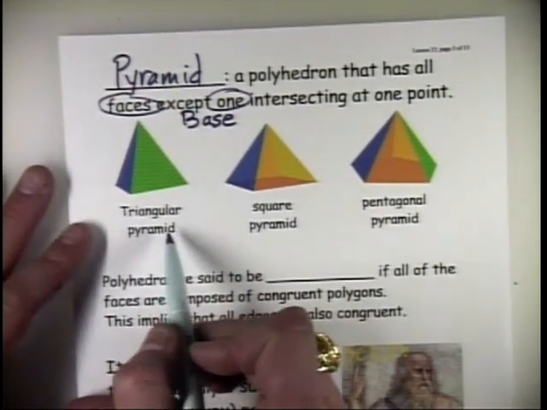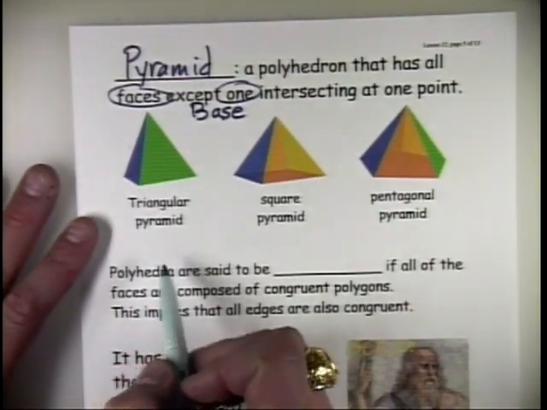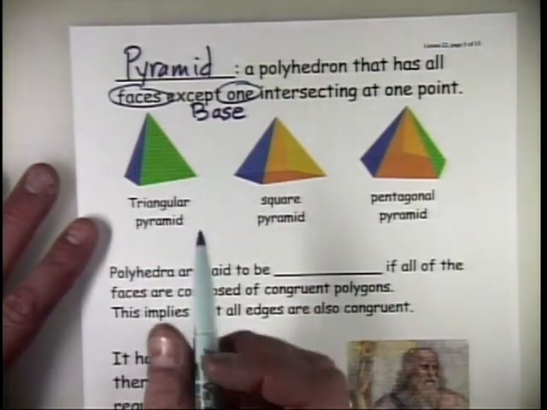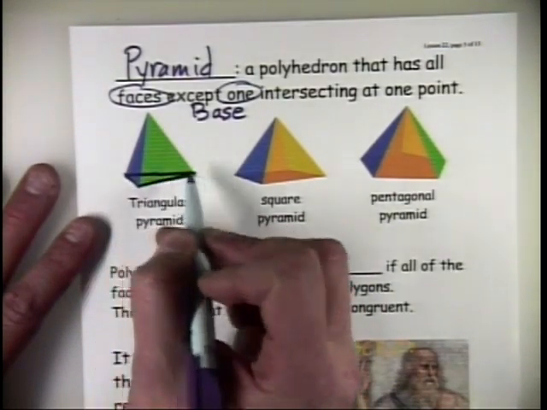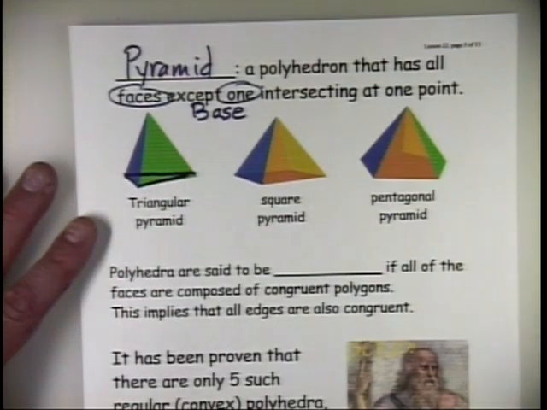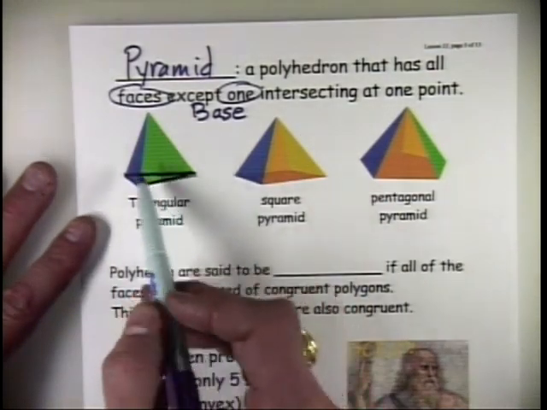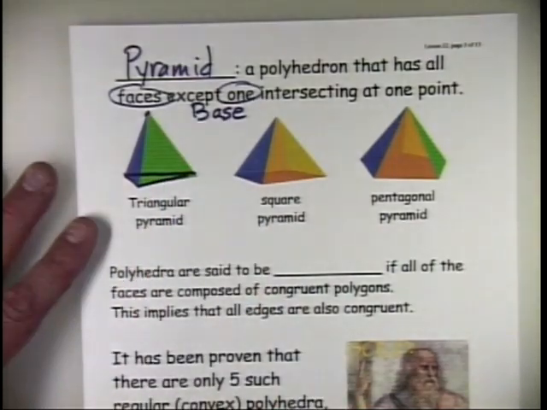So if we look at this diagram here, we call this one a triangular pyramid. The colors show the different lateral faces here. But if I connected the lines from here to here, we would have a base that is triangular. So this would have 3 lateral faces that intersect at the top, or the vertex, and the base is triangular.